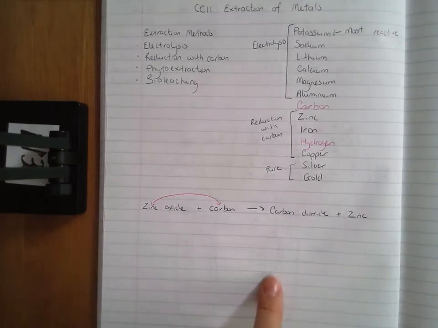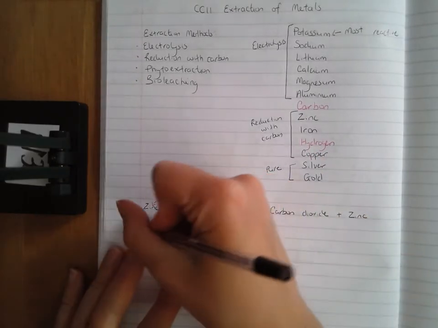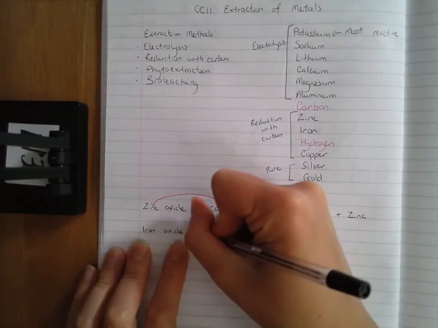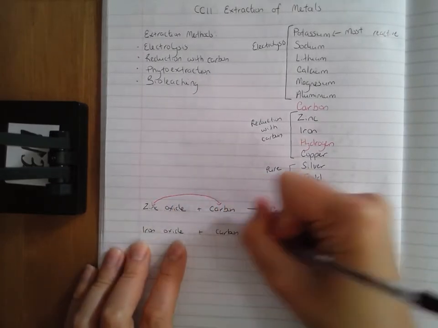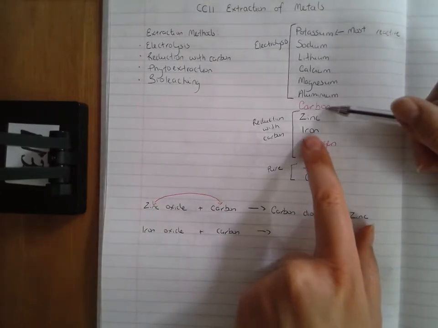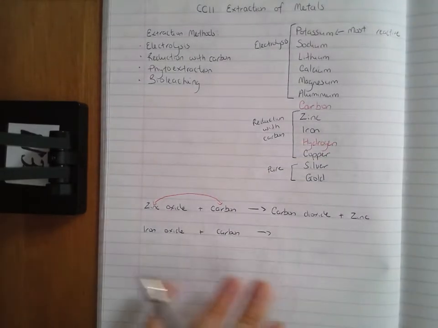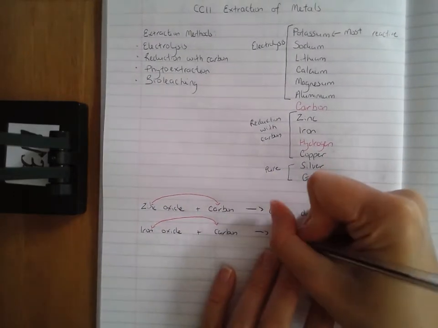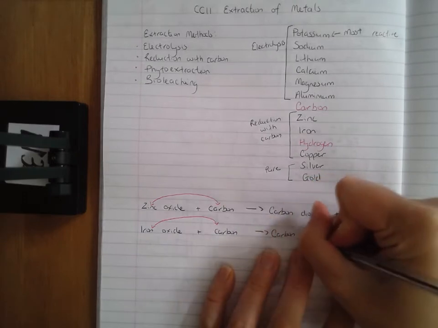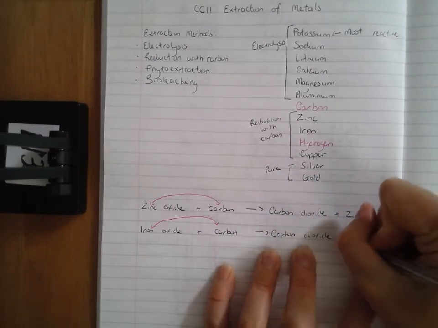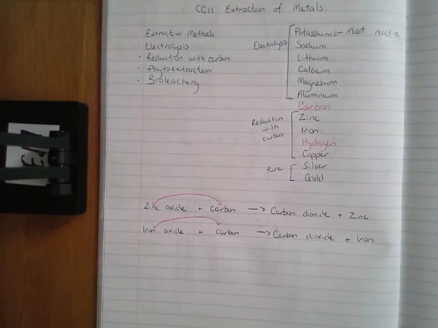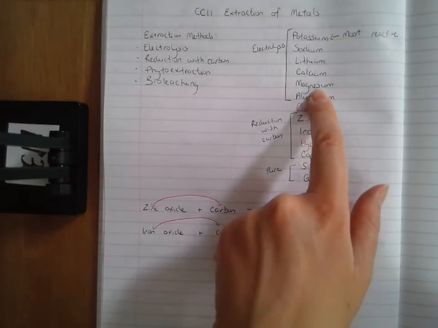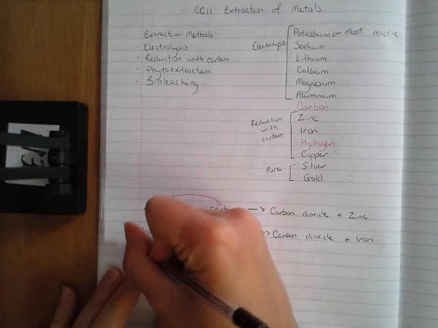If I were to take iron, the same thing would happen. I have iron oxide. I react it with carbon, and because carbon is more reactive than iron, it's higher than it on the reactivity series, iron and carbon can swap places. Carbon bonds to the oxygen and you get carbon dioxide, and then you get pure iron by itself. Now if I were to try this exact same thing with something above carbon on the reactivity series, I'm going to try it with magnesium oxide.